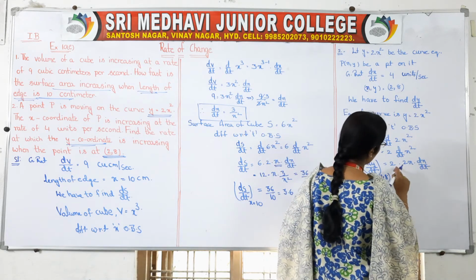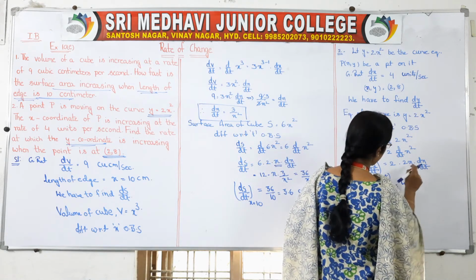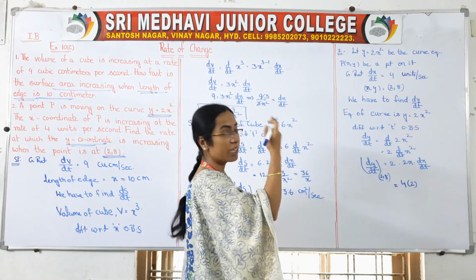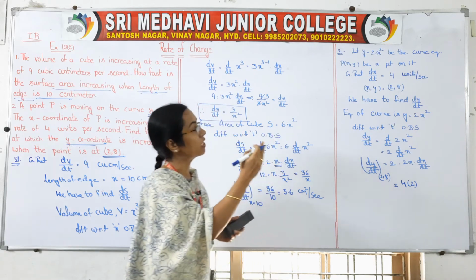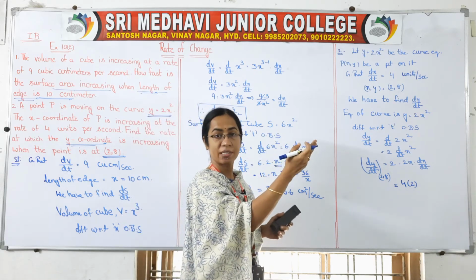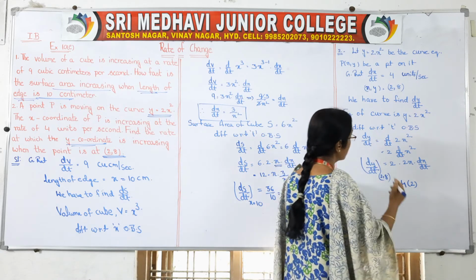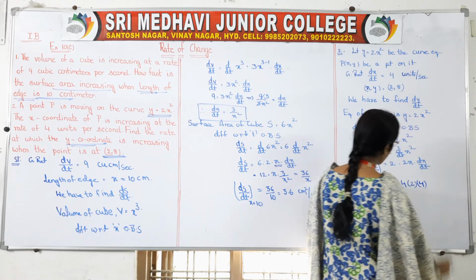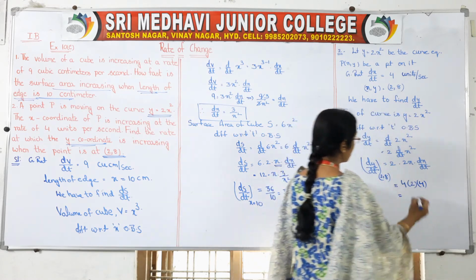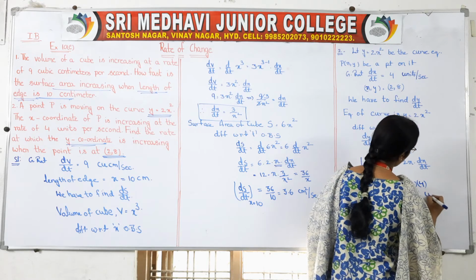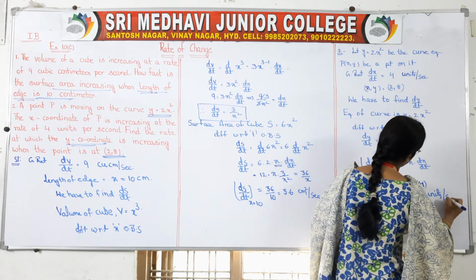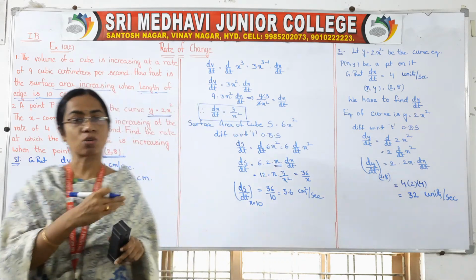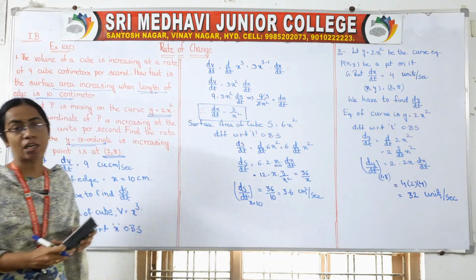So it is equal to 2 into 4 into x, and x here is 2, and what is dx by dt? In the beginning only it is given the rate of change in x coordinate is 4 units per second. So dx by dt is 4 units. So it is equal to 4 4s are 16, 16 2s are 32 units per second. Okay, try to write the units. If it is mentioned the units in the question, we can write in the answer also.